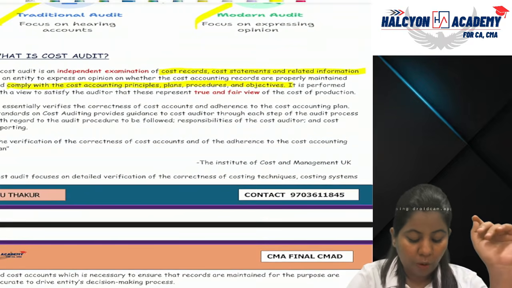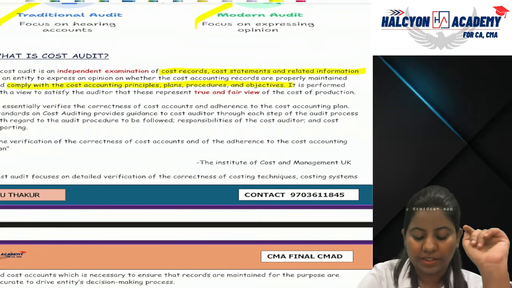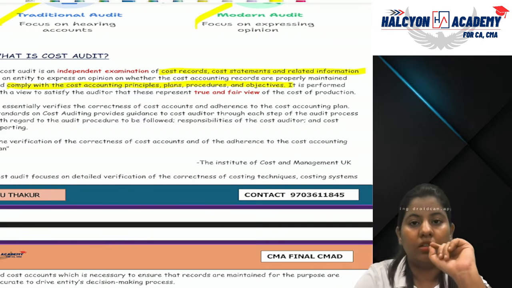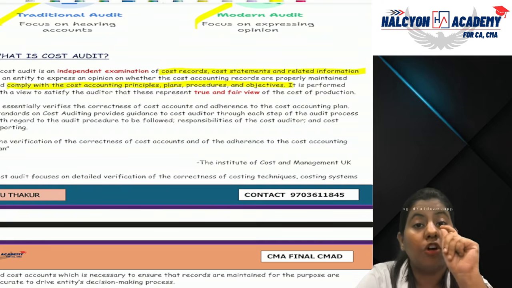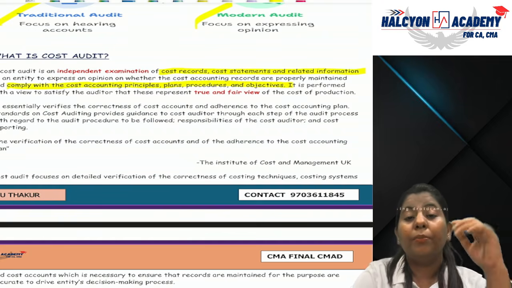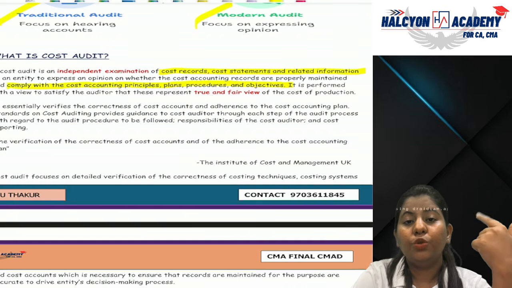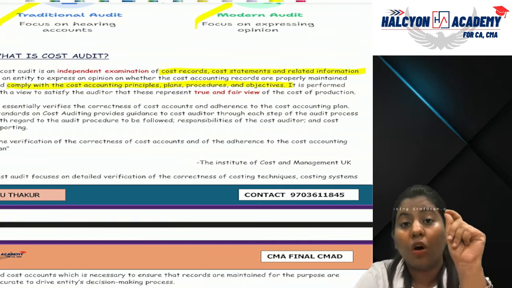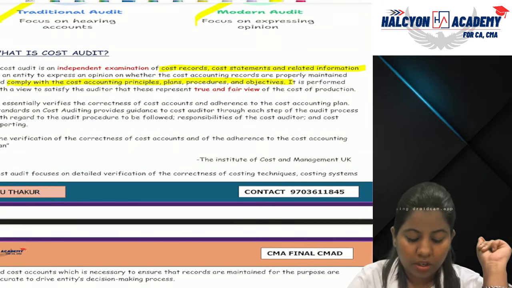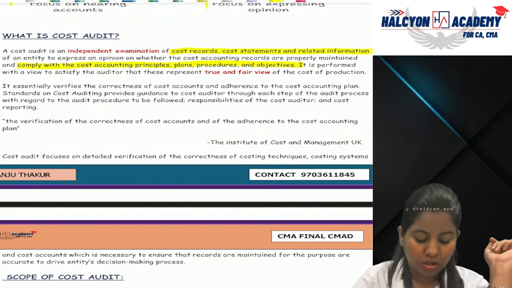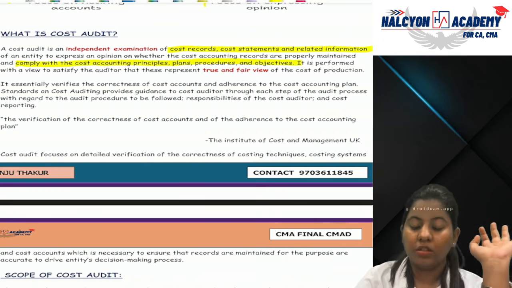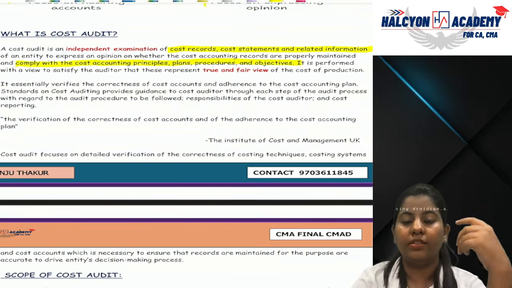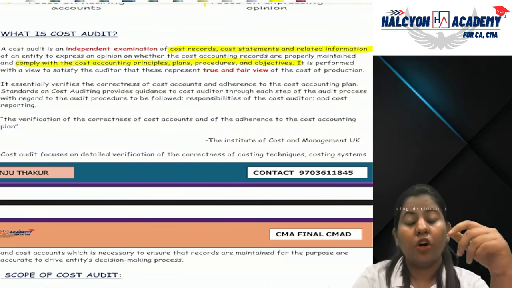It is performed with a view to satisfy the auditor that this represents a true and fair view of the cost of production. So the main thing is to check the cost of production. Like I told you, companies used to overstate the cost of production. So the auditor expresses his opinion on whether the cost of production is correct, and whether there is any fraud or misstatement.